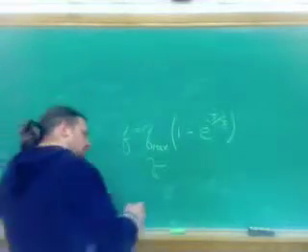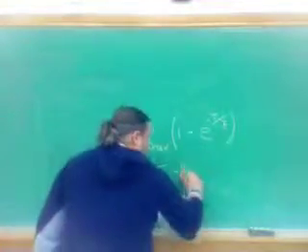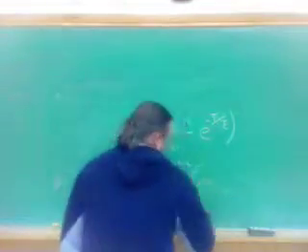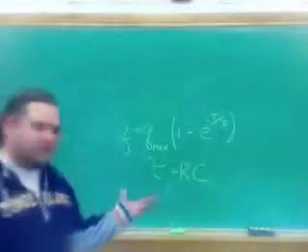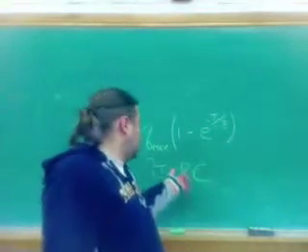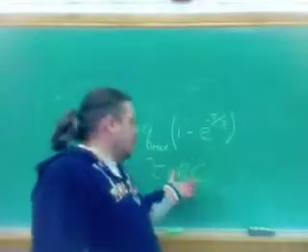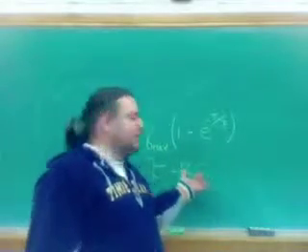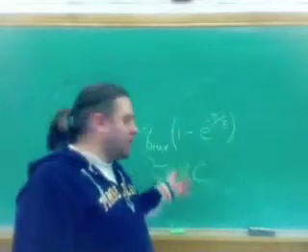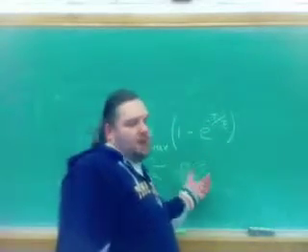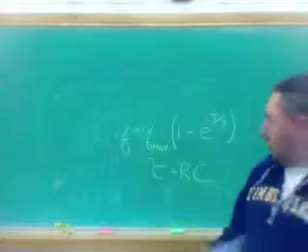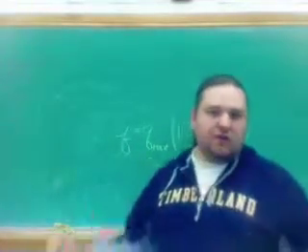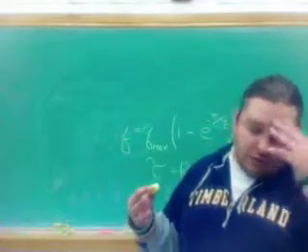Okay, so tau turns out to be the resistance times the capacitance. If it's a single resistor problem with a single capacitor, it's the resistance times the capacitance. If it's the entire circuit, it's the total resistance times the capacitance. Or if it's a section of the circuit, it's the resistance in that section times the capacitance in that section. So that's tau.